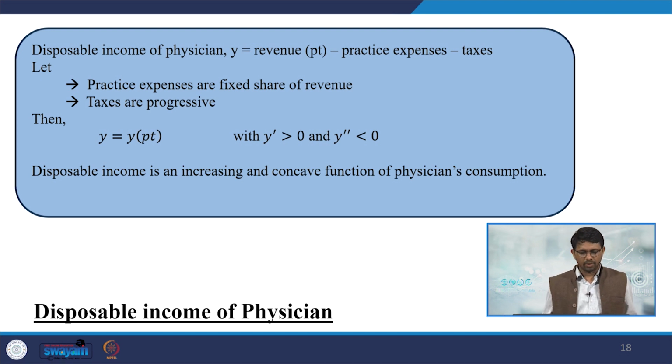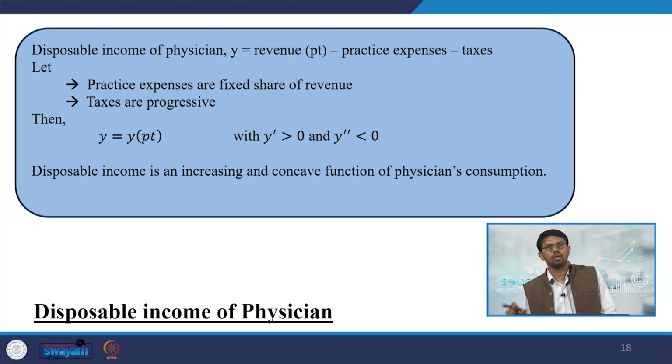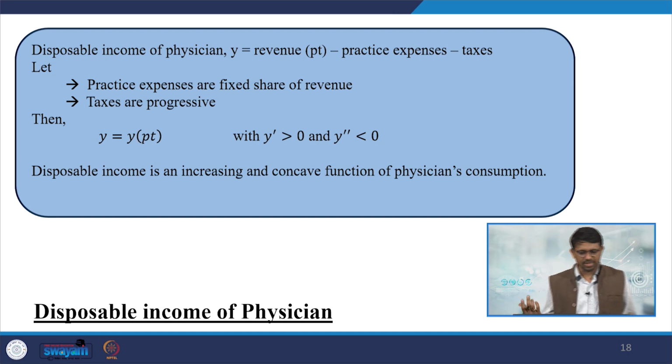Practice expenses are actually a fixed share of their revenue. Again, this is part of the revenue, and even taxes are progressive, so they are also part of revenue. Hence, mostly it is presented as the PT, because the two are actually inclusive. So Y is a function of PT, and you can see the first derivative is positive: as income increases, the slope is considered to be positive.